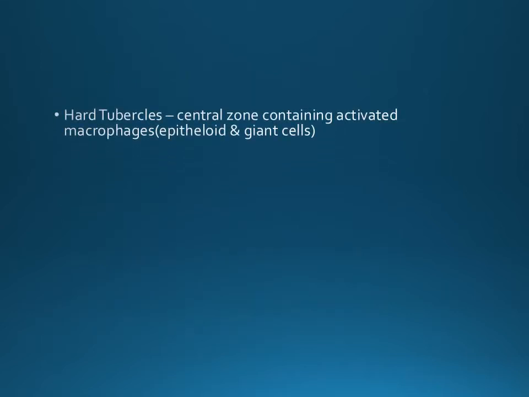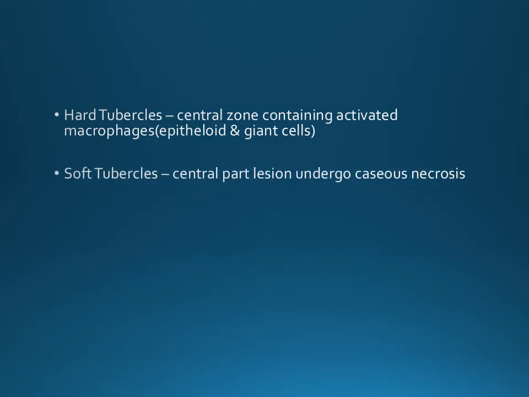Now there are two types of tubercle, the hard tubercle and the soft tubercle. So what is the hard tubercle? That is where the center zone contains the activated macrophages like epithelioid and giant cells. Whereas in the case of the soft tubercle, the center part will undergo necrosis, so cavity formation will take place.